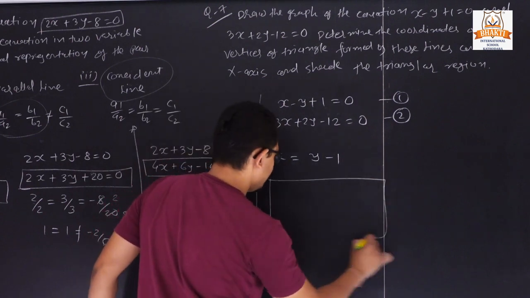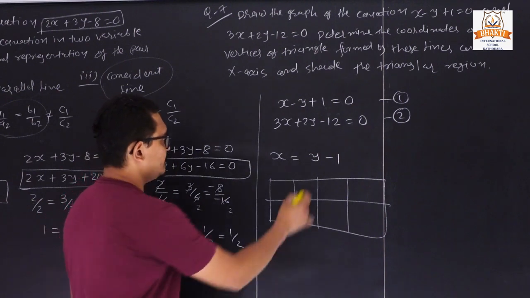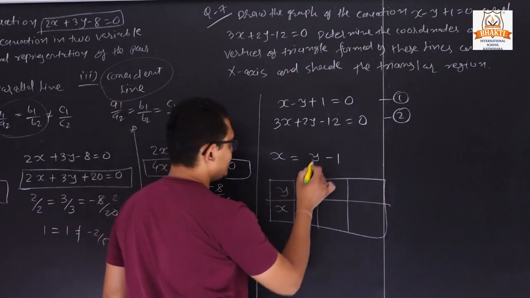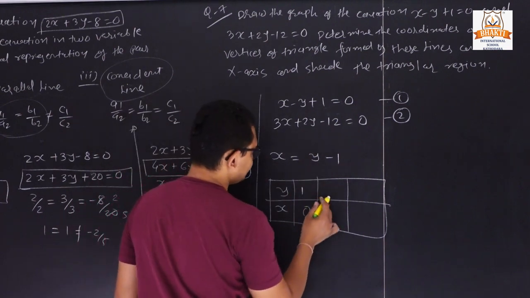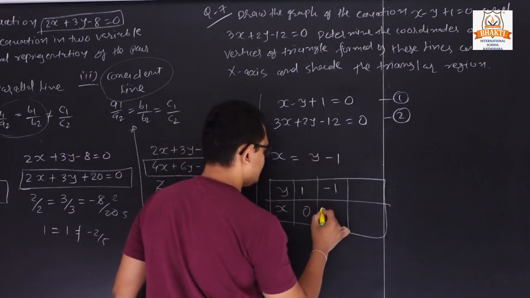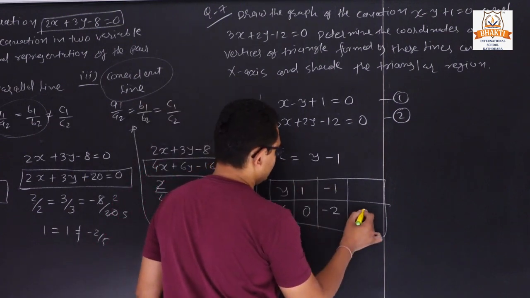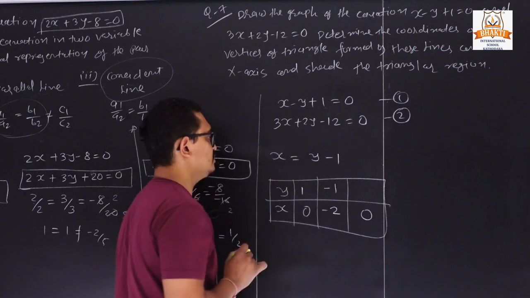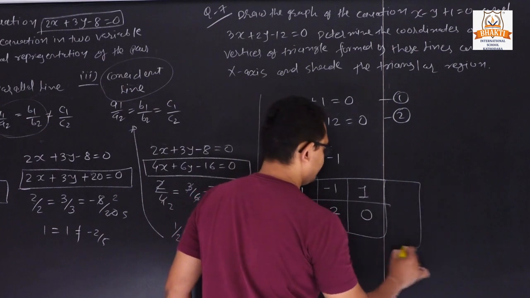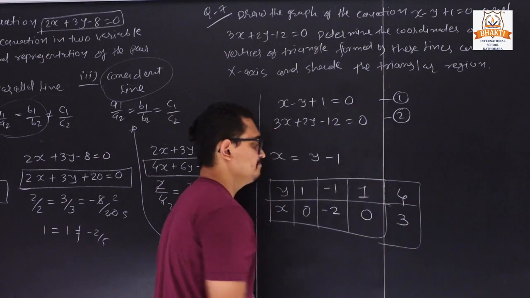Here I am putting values of x. So when x is 0, y is equal to minus 1. Then here I am putting x as minus 1, so y is minus 1 minus 1, so minus 2. Then here I am putting 0. X is equal to 0, so y is equal to plus 1. Then we are putting 4, x is equal to 4. So 4 minus 1, it is 3.